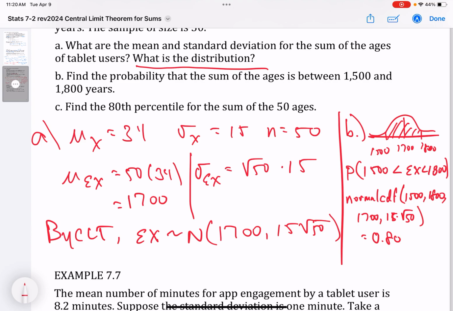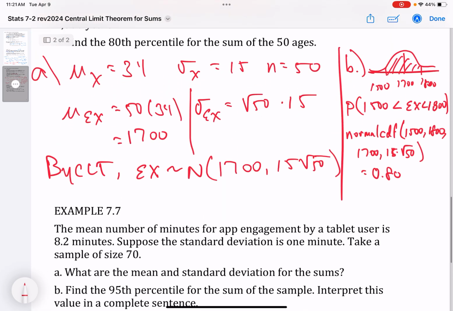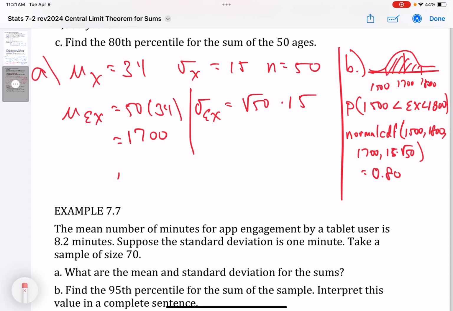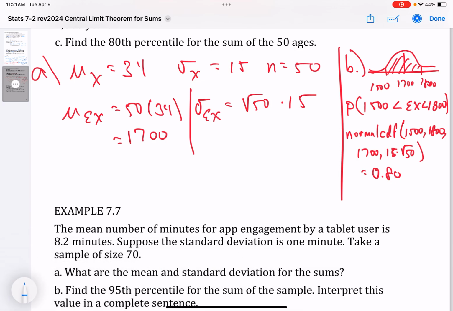All right, last part C there. Okay, looks like I ran out of space just a little bit. So to give myself a little bit more room, I'm using a different software on this one. So let's take a look here. All right, so part C, find the 80th percentile for the sum of the 50 ages. Okay, so we want these ages here. We want some value k, where this region in here is the 80th percentile, so 0.80.